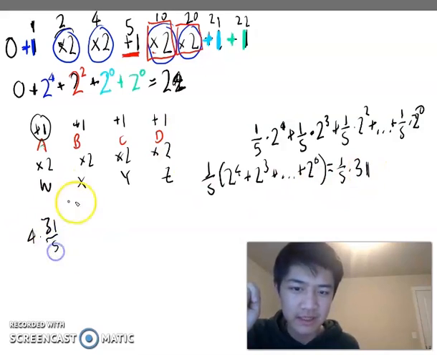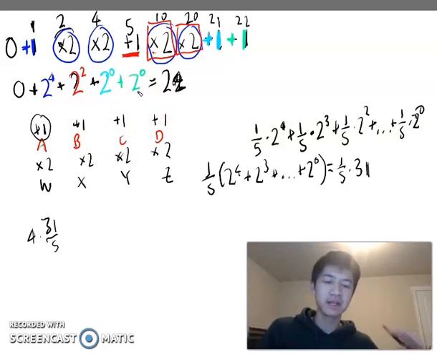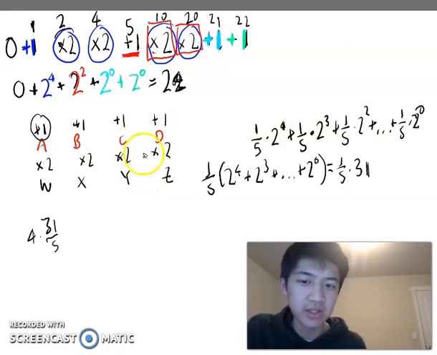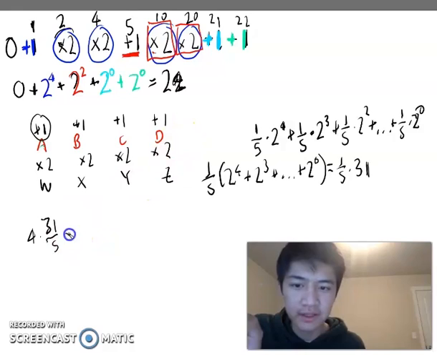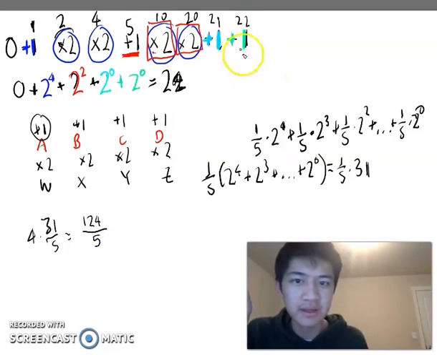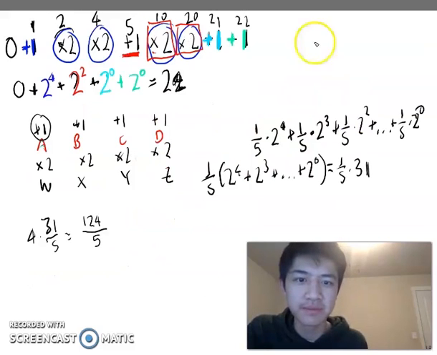Each plus 1 contributes an expected 31/5 to the total sum. If we're looking at the total sum altogether, we can add together the 4 different expected values that are contributed, and our final answer is 124/5. This solution can be phrased in more rigorous terms if you look at expected value, but you can try doing that on your own. This is just the intuition behind how to do this problem. Yeah, hope you guys enjoyed.